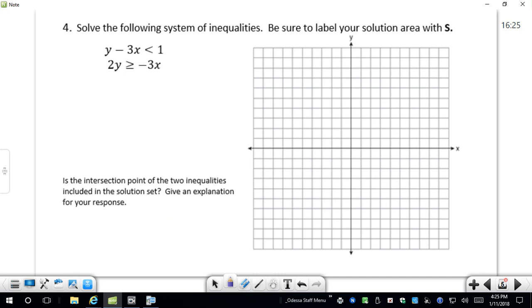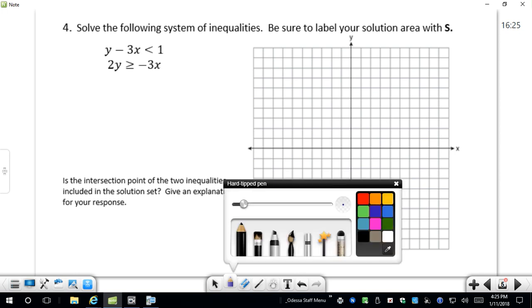So, number 4, switching gears a little bit here, we've got: solve the following system of inequalities. Be sure to label your solution area with S. So, these are more recent for us, guys. If we remember, we've been working with these the past few days. We don't have a word problem attached to these, so we just have a couple of inequalities here. And recall that the only way to solve a system of inequalities is by graphing.